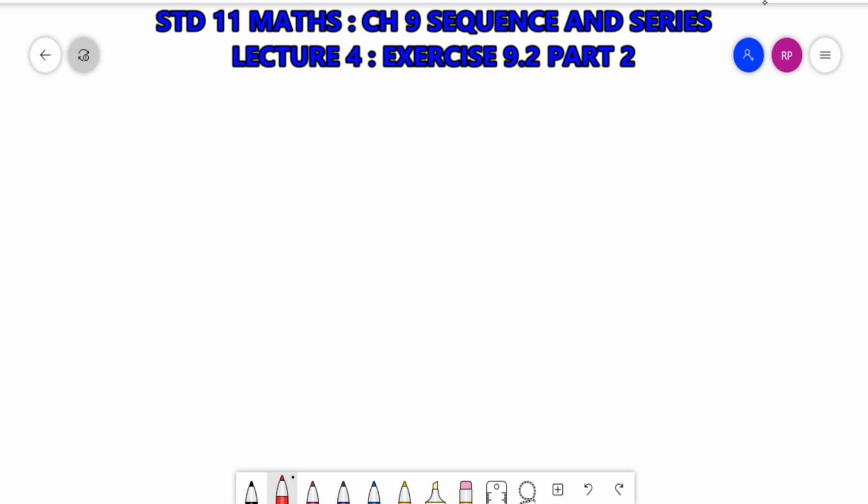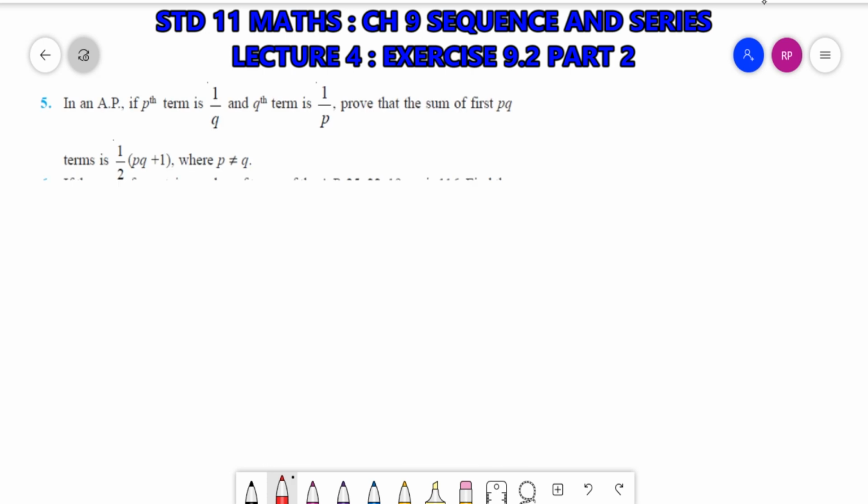Now we have completed the first 4 questions. Let's start with question number 5. In an arithmetic progression, if the pth term is 1 by q and the qth term is 1 by p, prove that the sum of the first PQ terms is 1 by 2 (PQ plus 1).